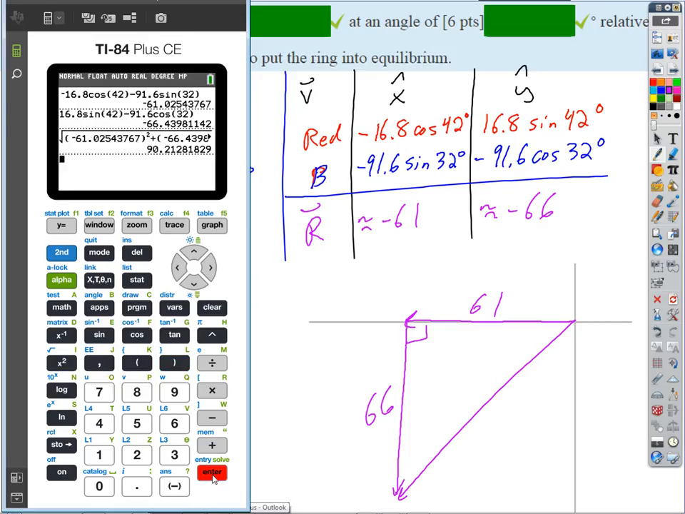And that gives me 90.2, and I think I want 3 sig figs, right? So about 90.2 is the magnitude, right? And then I've got to find theta. Well, that's not really theta, is it? Theta's got to be measured all the way around from there. But I'll just add 180 to that one, right? Everybody see that?